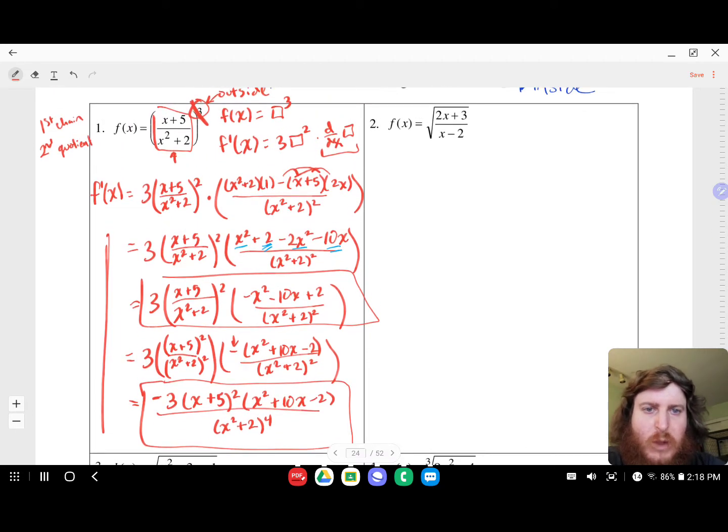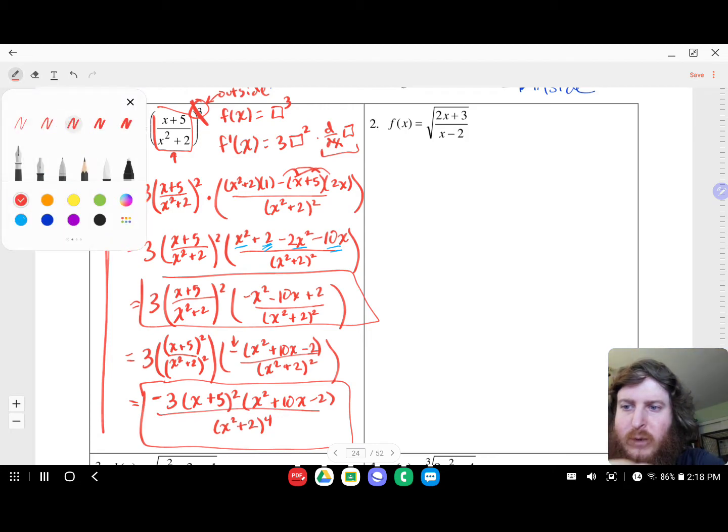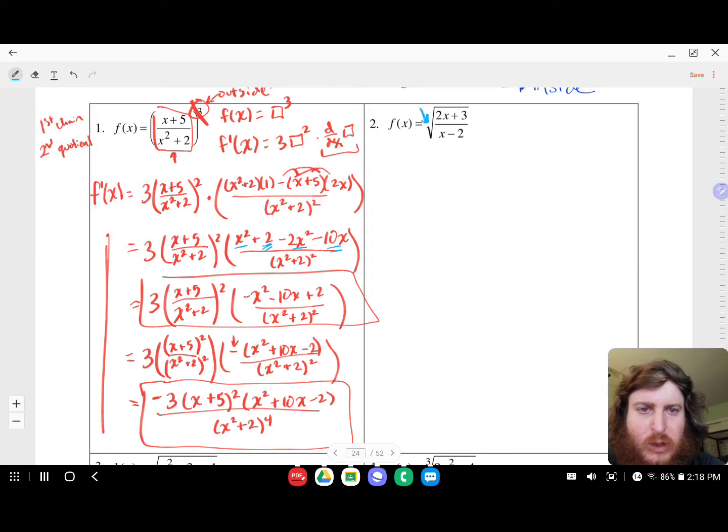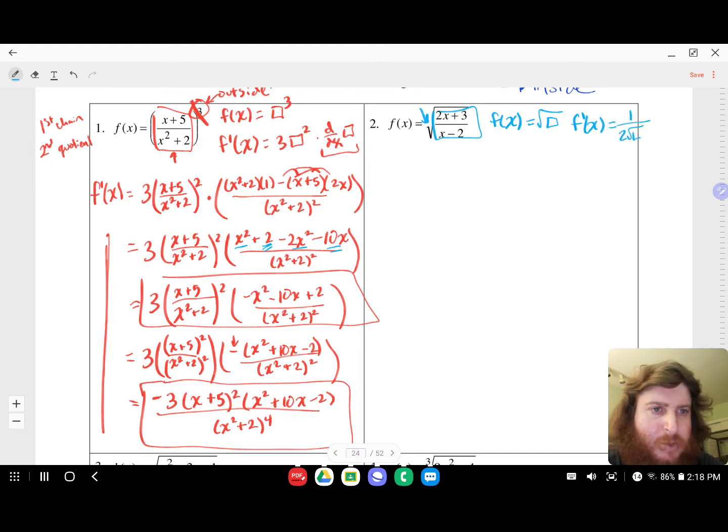So next one, very similar, is we are going to start off with that outside. So the outside is going to be the square root. So this is going to be the square root of box. So if we had f of x as our square root of box, right? Just like f prime of x is 1 over 2 square root of x, f prime is going to be 1 over 2 square root of box times the derivative of the box. And that's going to be our chain rule portion.